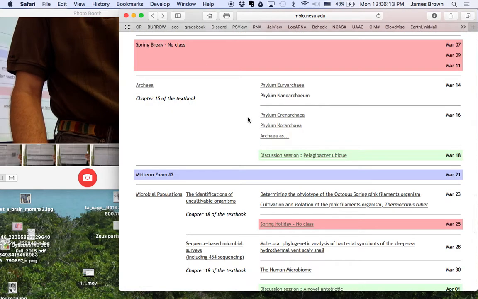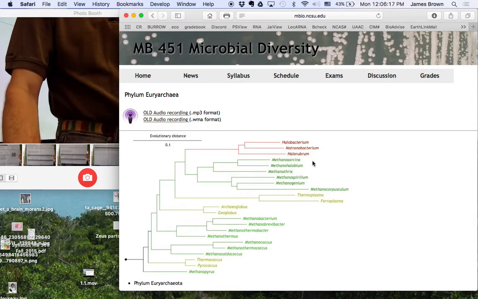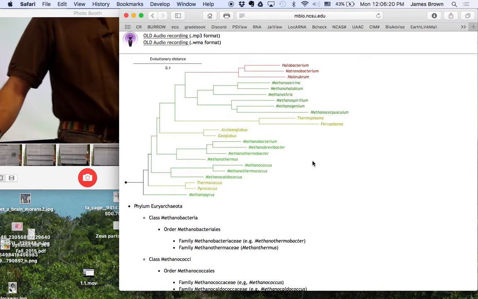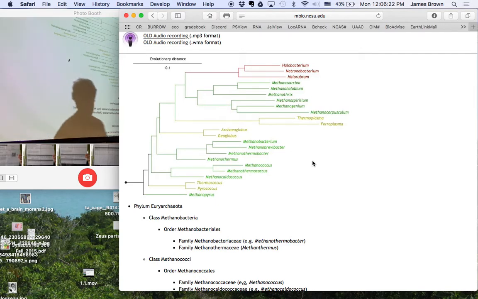So, let's start with the Euryarchaea. Euryarchaea means true archaea. That's a bad name. Euryarchaea are pretty diverse when it comes to phenotype, but they do fall into these three general categories: halophiles, methanogens, and sulfur metabolizers.